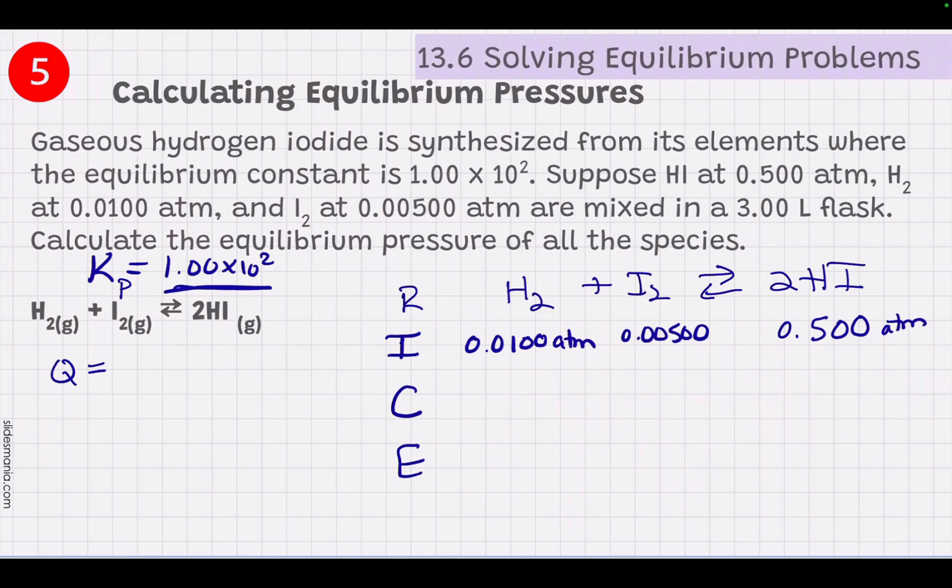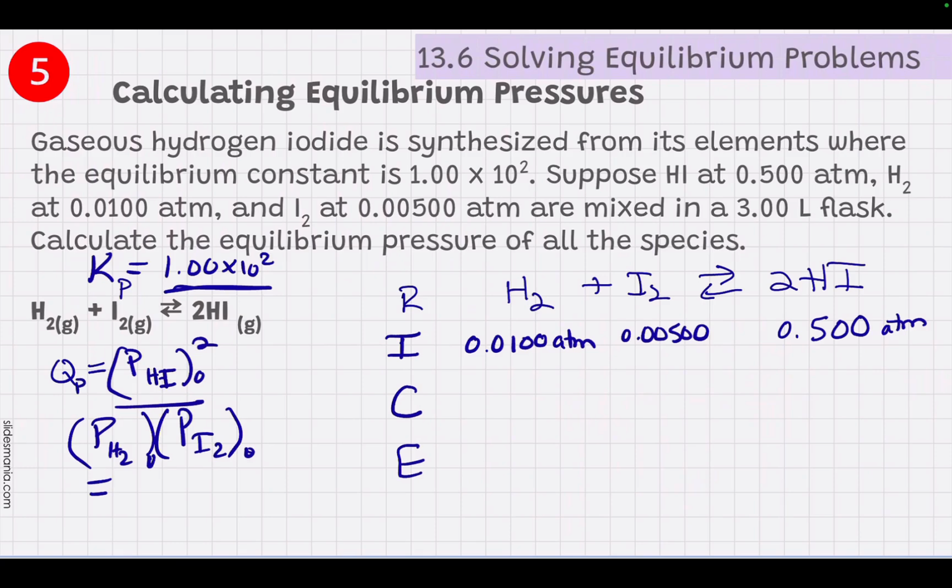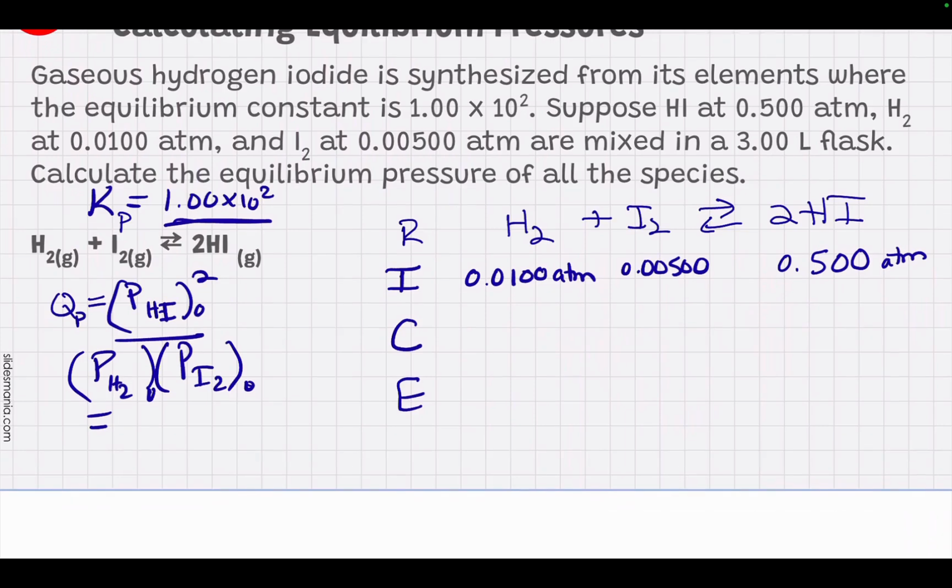So in this question, if we were going to write the Q, the reaction quotient, it would be equal to the pressure of the hydrogen iodide squared over the pressure of the hydrogen times the pressure of the iodine. In our beginning, remember, these are always the initials. So technically, this is kind of Qp. So our initial partial pressure of the hydrogen iodide is 0.5 squared. And then the hydrogen was 0.01. And the iodine is 0.00500.